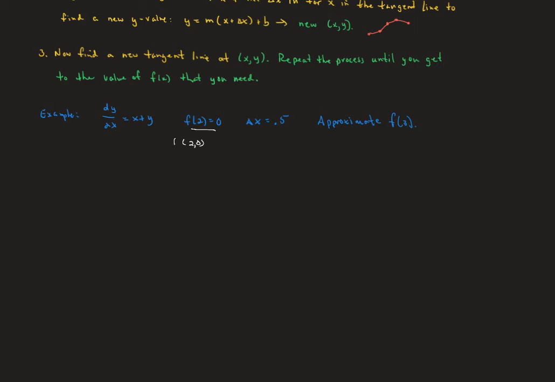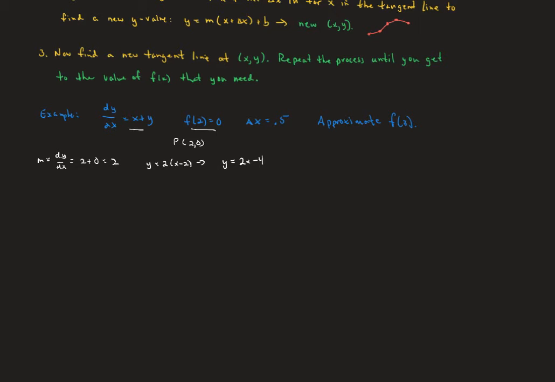And then we're going to use this 2 and 0 in our differential equation to get the slope of the tangent line. So the slope of the tangent line is our derivative, and when we plug in 2 and 0, that's telling us that the slope of the tangent line is 2. So that means we have y minus 0 equals the slope 2 times x minus 2, or I'm going to go ahead and distribute that and say our tangent line is y equals 2x minus 4.